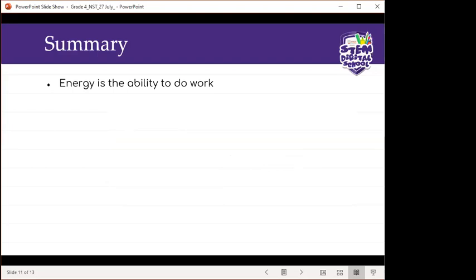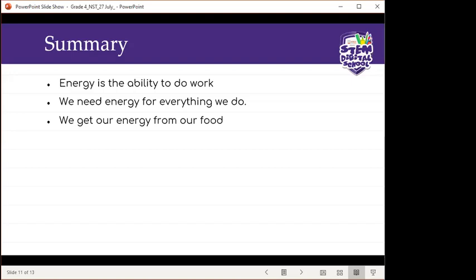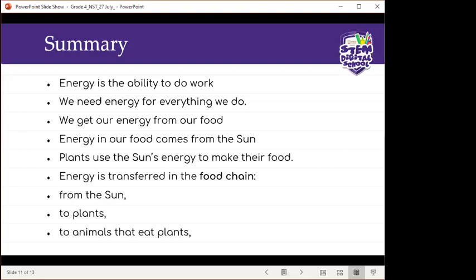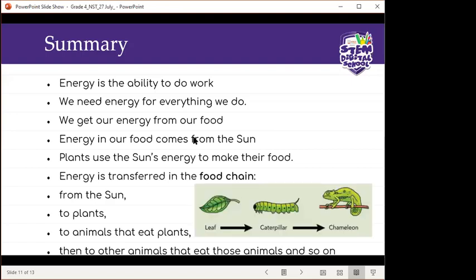So energy is the ability to do work. Then we need energy to do everything that we do. Remember the 7 life processes. Then we get our energy from food. Energy in our food comes from the sun. Plants use the sun's energy to make their food. Energy is transferred in the food chain or the energy chain, from the sun to plants to the animals that eat the plants, then to other animals that eat those animals, and so on. So remember this example here. Okay, so we have a transfer of energy, and this is either called the food chain or the energy chain. So guys, I will explain this again tomorrow in class because I think most of us are confused with regards to the energy chain as well as the food chain.